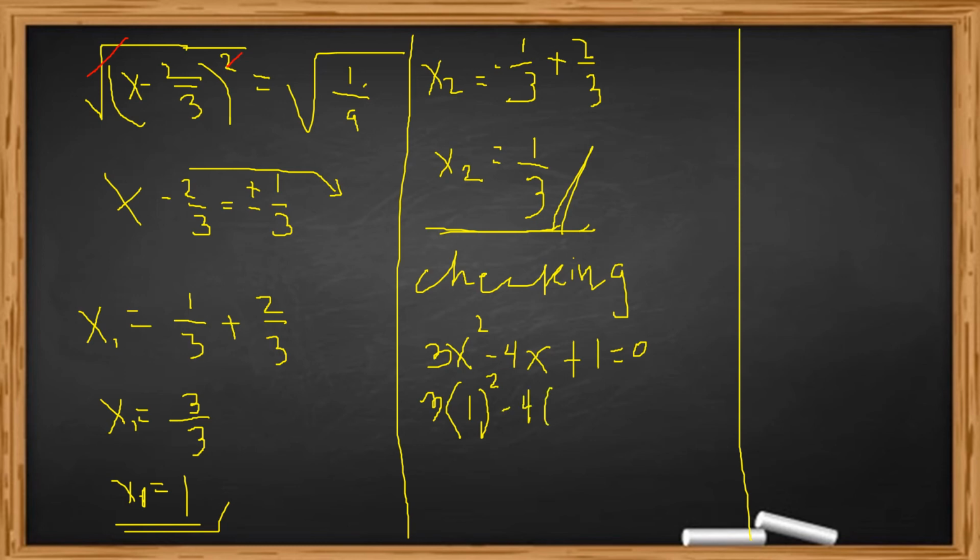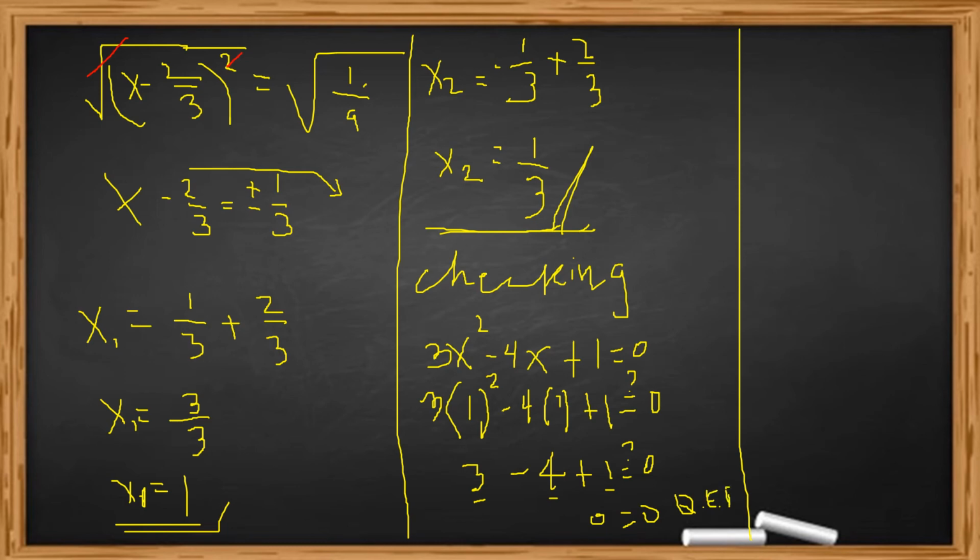Our x is still 1, plus 1. Is it really equal to 0? Yes. 3 times 1 squared is 3, minus 4 times 1 is 4, plus 1 equals 0. 3 plus 1 is 4, and 4 minus 4 is 0. So 0 equals 0. Okay, a question mark there, but QED because 0 is equal to 0.